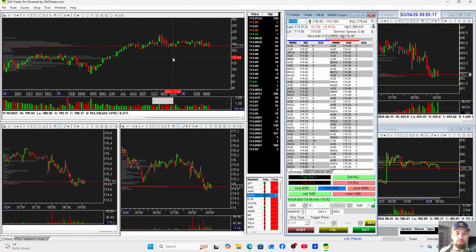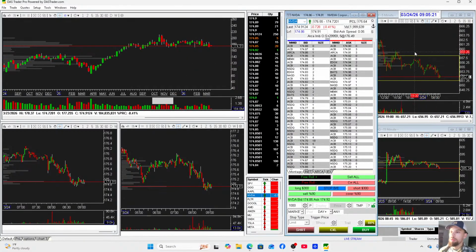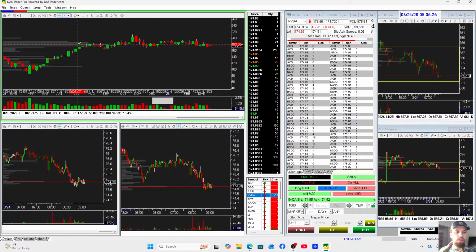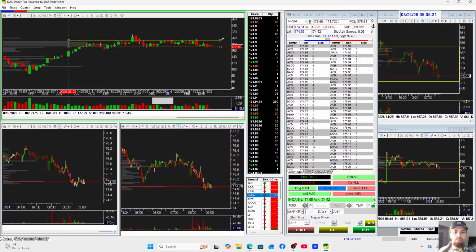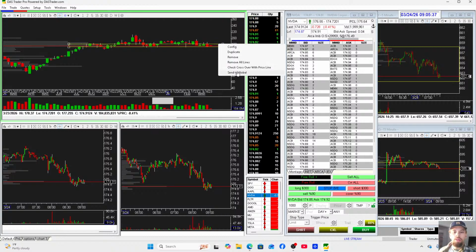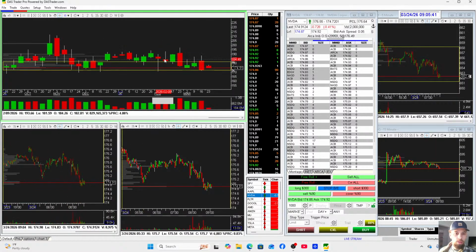Nvidia, fairly close to this range as well. It's just been floating in this range, so. Area of support being 172, area of resistance being 182. Looks good to me.